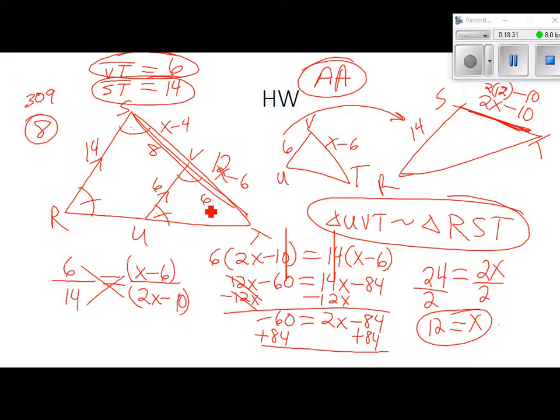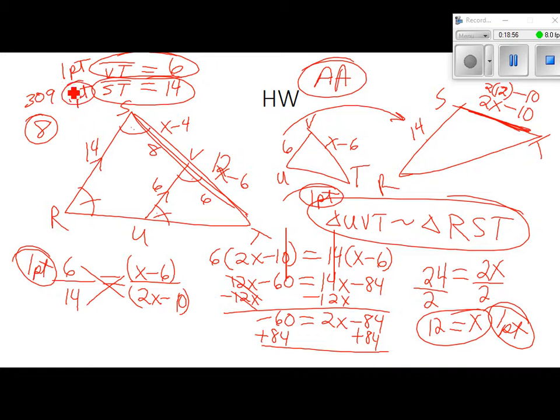Problem like this on the test next week. 1 point for naming the two triangles in the correct order. 1 point for setting up the proportion right here. 1 point for finding x. 1 point for finding VT, 1 point for finding ST. How many points would this problem be worth then? 5 points.